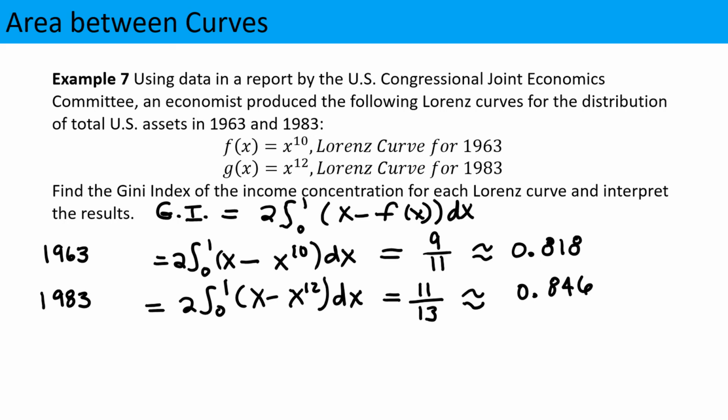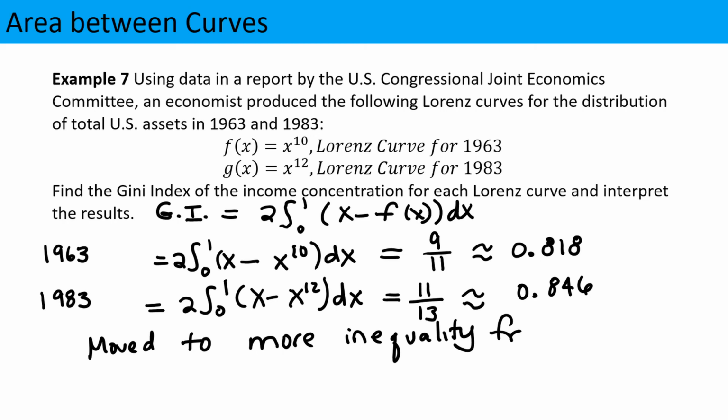absolute equality. And at 1, you have absolute inequality. So what we have here is that in the 20-year period, we have moved to more inequality in terms of the distribution of wealth from 1963 to 1983.